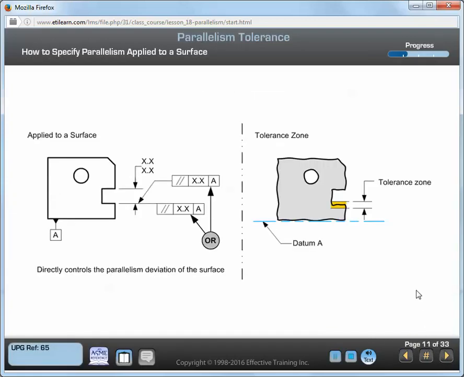Two ways to specify that a parallelism tolerance is to apply to a surface are shown in the left panel. You may apply a parallelism tolerance to a planar surface or to a feature of size. If you apply it to a surface, the tolerance zone is located by the surface. The tolerance zone is shown on the right. When a parallelism tolerance is applied to a surface, the tolerance zone limits the deviation of the surface.